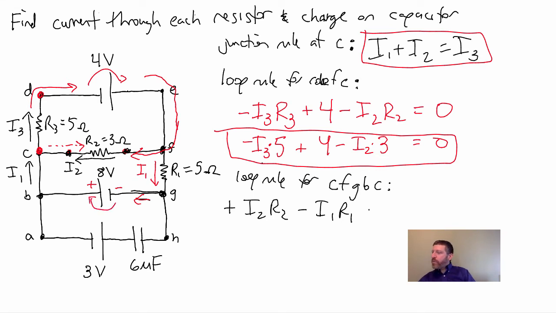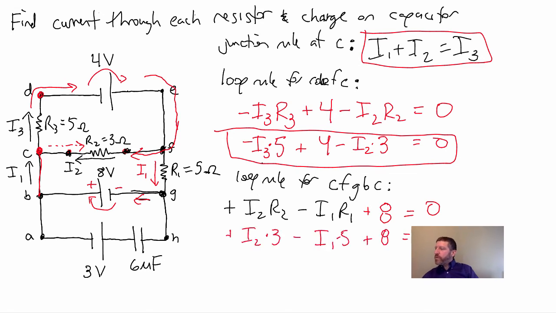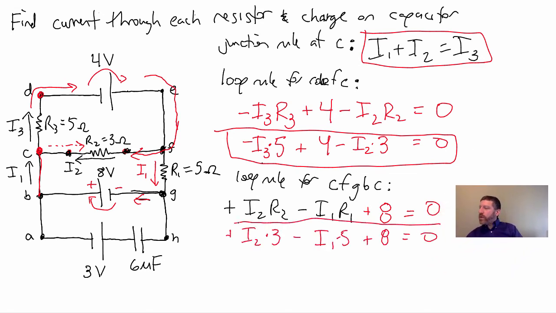So that'll be plus 8 volts. And then from here to there, there's no resistor, so I'm back where I started. So that all adds up to 0. So I'm going to put in the numbers here now, equals 0. So here's my final equation. Now I've got 3 equations with 3 unknowns. I'm actually not going to solve these equations.